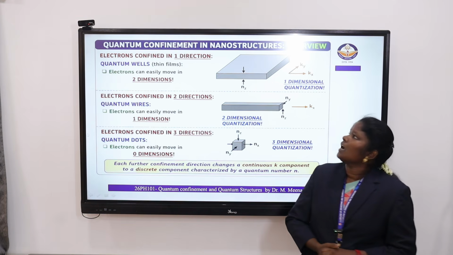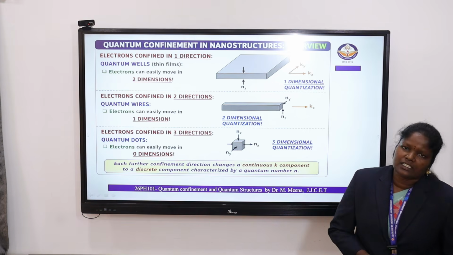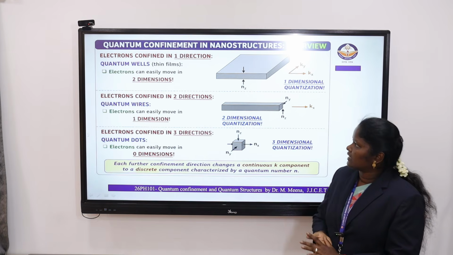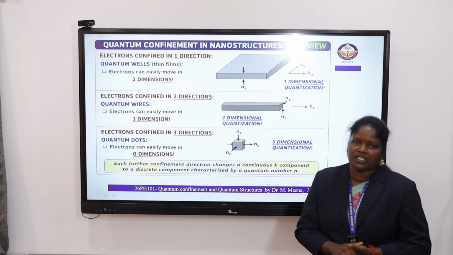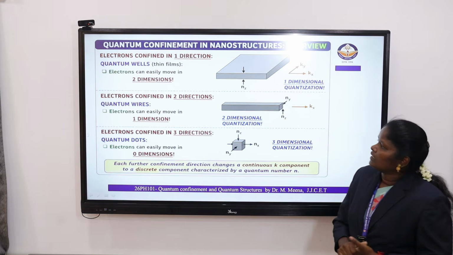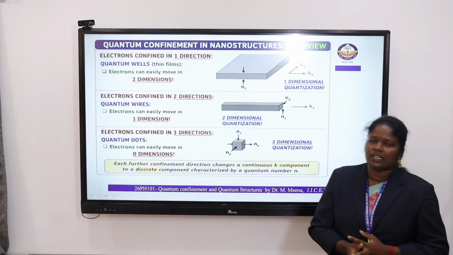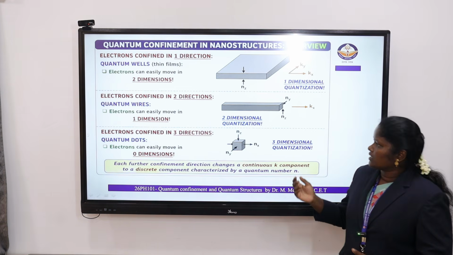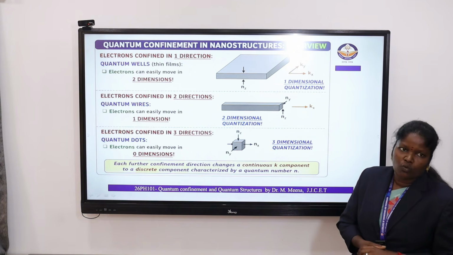Quantum confinement in nanostructures. When electrons are confined in one direction, they can easily move in 2 dimensions. It is called a quantum well. When electrons are confined in 2 dimensions, it is a quantum wire, and electrons can easily move in 1 direction.